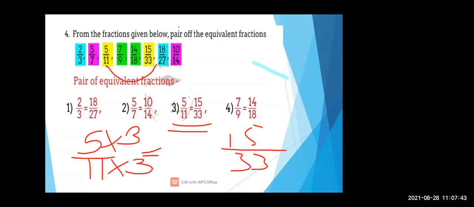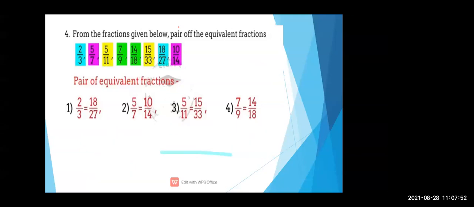Clear? So in this way you are going to find out the pairs of the equivalent fraction. So we'll stop over here only, and in our next lecture I'll explain you what is the next types of fraction, that is like fraction and unlike fraction. Now note down the homework. Everyone will note down the homework. We'll stop over here.